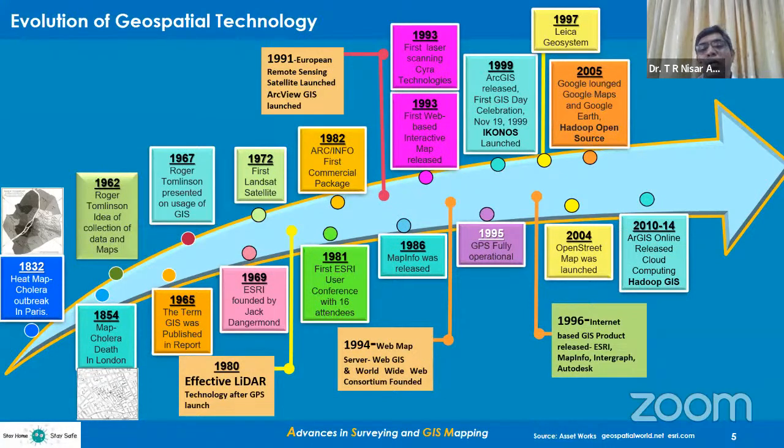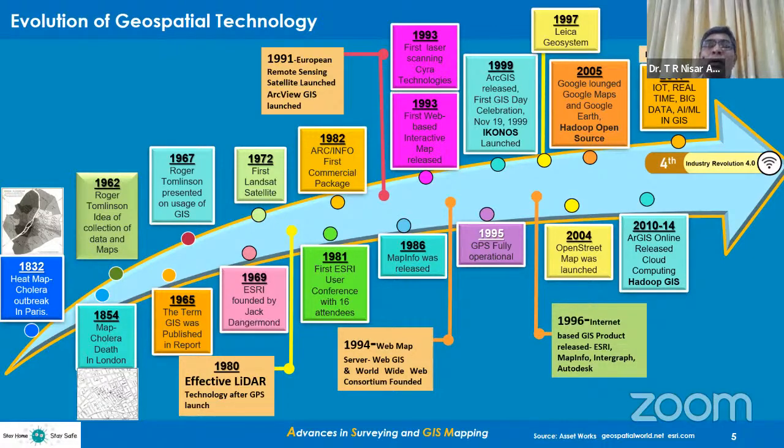Whereas between 2010 and 2014, ArcGIS Online was released, a cloud-based approach, along with Hadoop GIS to manage big data. In 2017, all the real-time data-centric technologies started, with the integration of IoT, real-time data, big data, machine learning, and GIS. This is where the fourth industrial revolution started, which is also called connectedness or the cyber-physical system. And this year is popularly called the integration year.